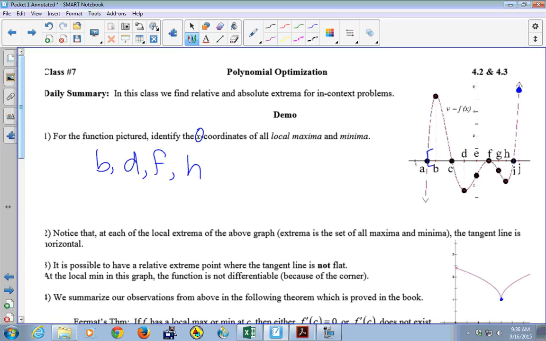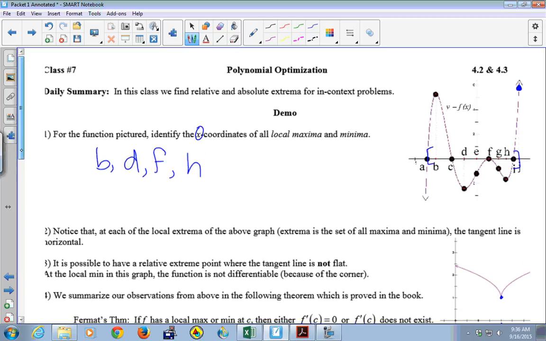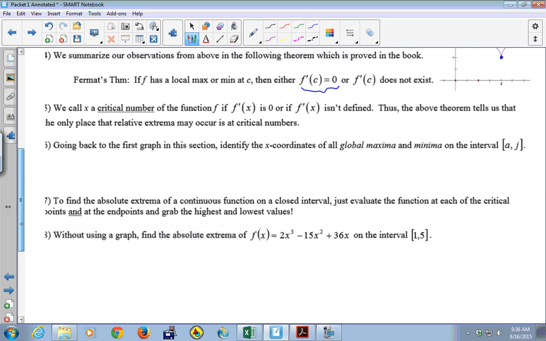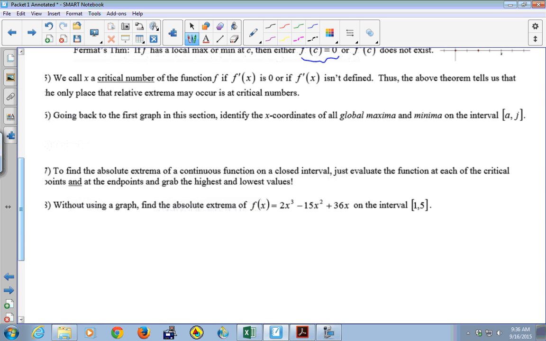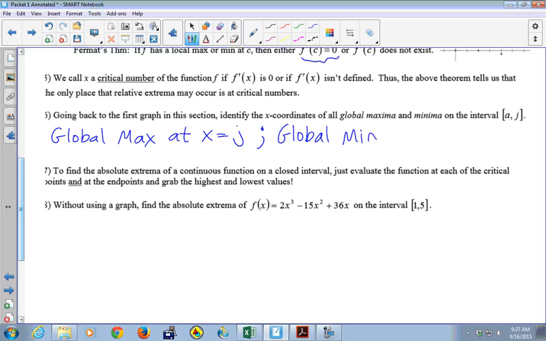Oops. Sorry. From the picture, it kind of looks like that. There we go. All right, so J is the very highest point, and what's the very lowest point on that interval? From A to J. D. Yep. So J is the max, J is the global maximum, D is the global minimum. Global max at x equals J. Global min at x equals D. Right?